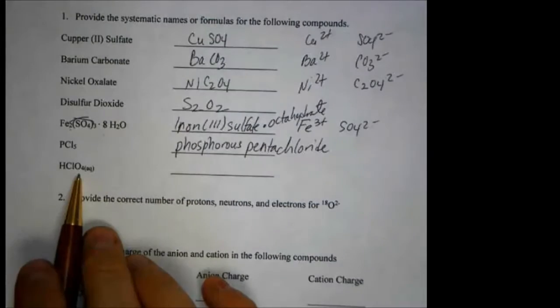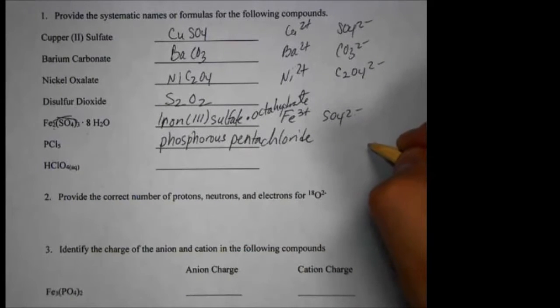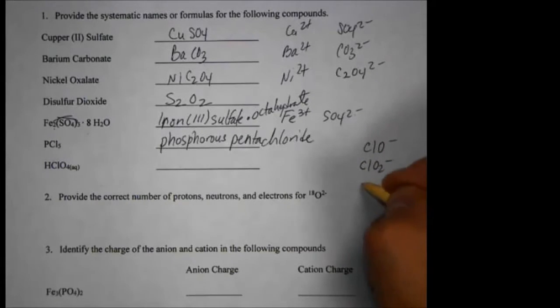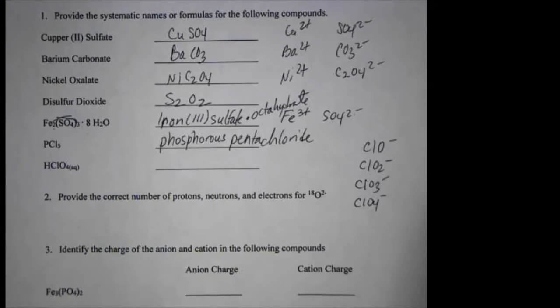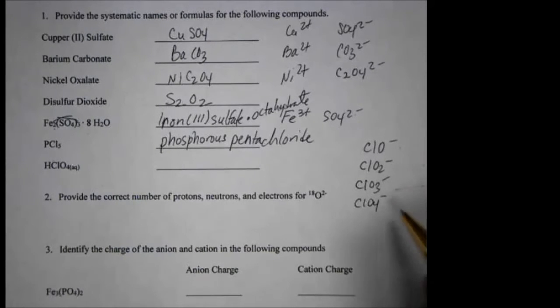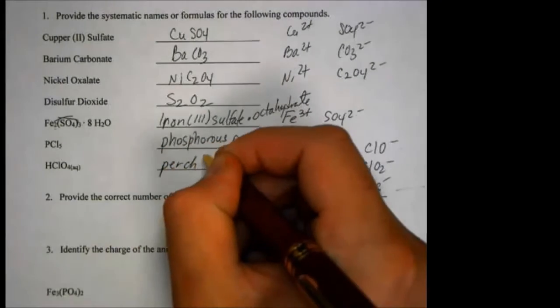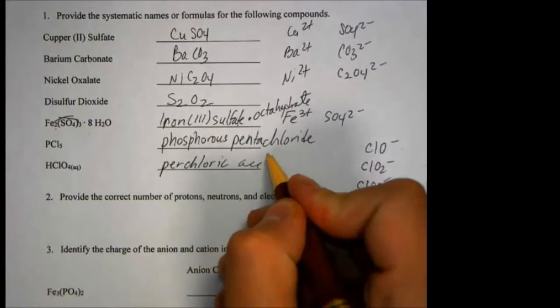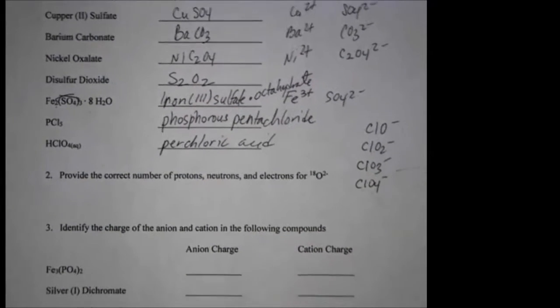Now this last one, this is a challenging one. So this is one where you have to remember the ClO4 anion. We can have ClO-, we can have ClO2-, we can have ClO3-, ClO4-. Each one of these has a different name, going from hypochlorite, chlorite, chlorate, and then perchlorate. Because this one is perchlorate, we have perchloric acid. So we went over that one in class. That is a bit of a challenging one, but something that you do need to know.